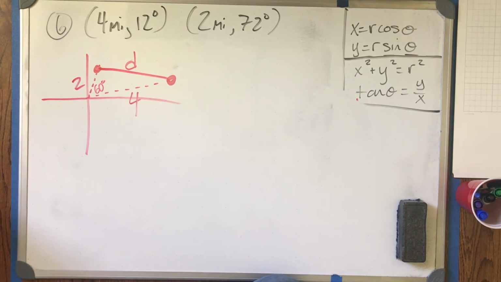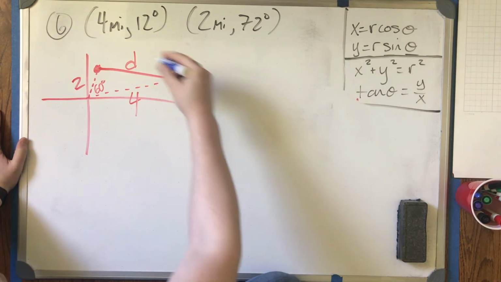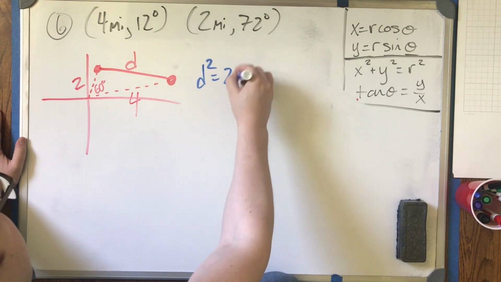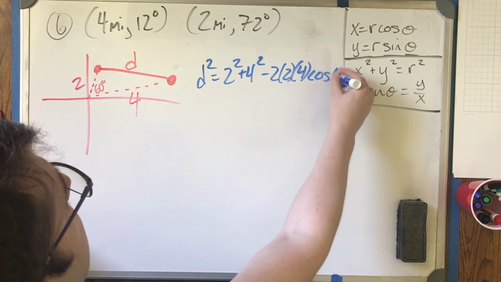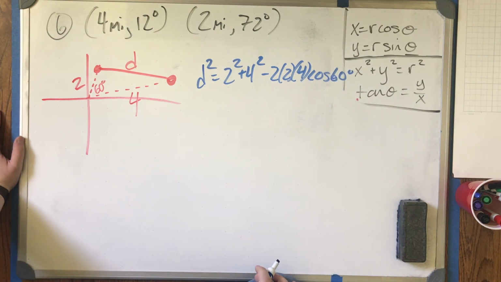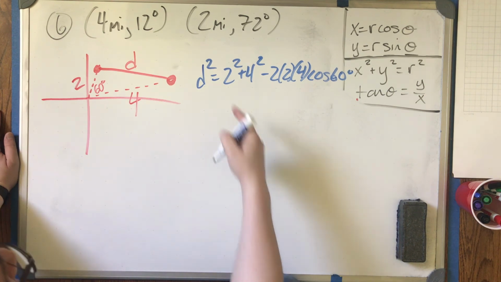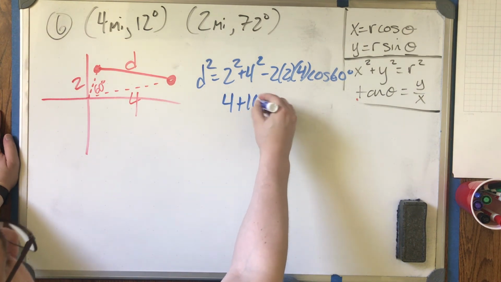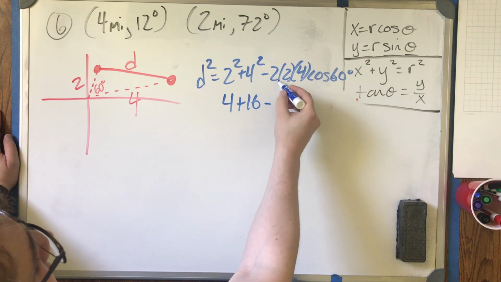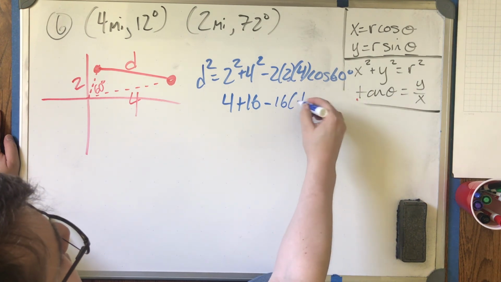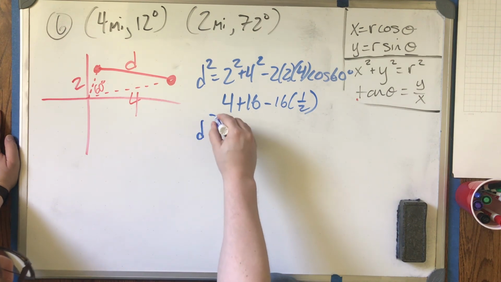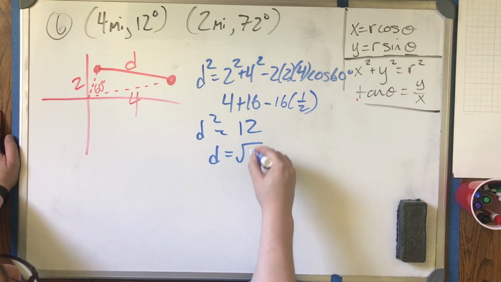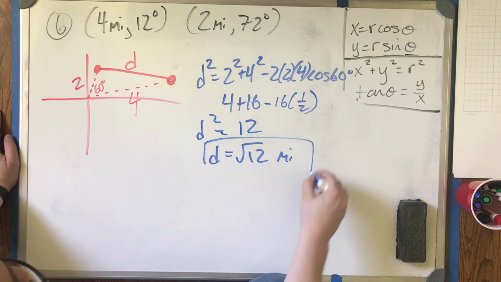So here we have a lovely triangle situation. I'm going to use law of cosines for this. So I'm going to have that d squared equals 2 squared plus 4 squared minus 2 times 2 times 4 cosine of 60. So if we do a bunch of crazy math there, this is 4 plus 16 minus 16 times cosine of 60, which is 1/2. So we have 20 minus 8, that's 12. So d squared equals 12, so d is going to equal the square root of 12 miles. So that's how far apart they are from each other.